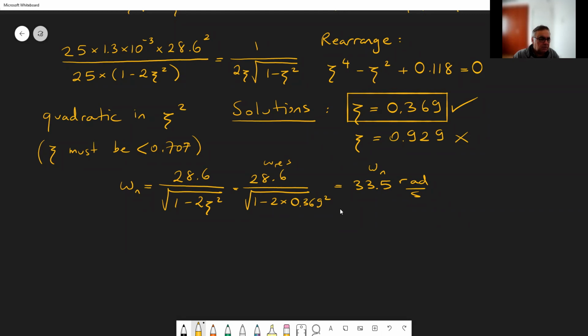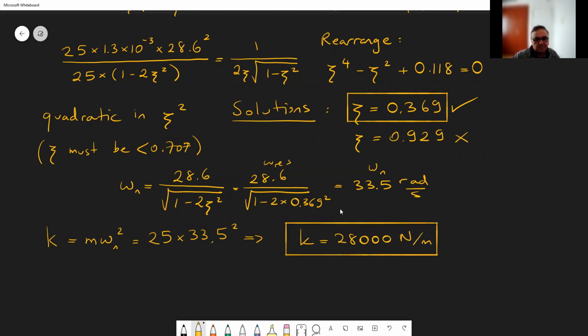Okay, why we wanted the natural frequency? Because we want the K value. K is equal to m omega n squared, as you know. From here, this is the solution. Okay. So this is what I have actually for solution.